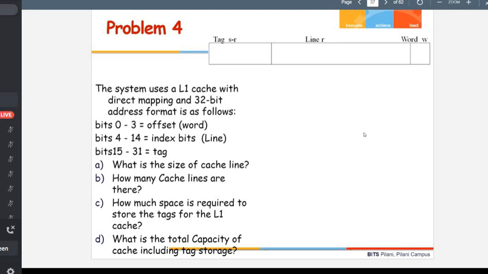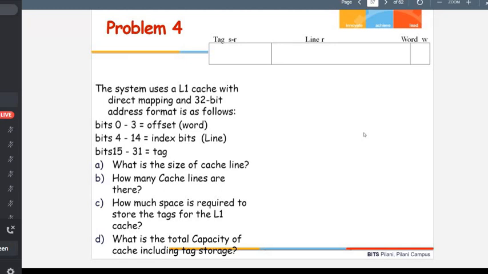Once you find out the tag, the line, and the word, if there is any address given to you for which you need to find the line number in the cache, you can segregate the n number of bits given here. In the previous example, it was a 16-bit address. We split it up into 8, 5, and 3. We separated the 3-bit word, the 8-bit tag, and the 5 bits in between for the line. We used that and converted it to decimal to find the line number.